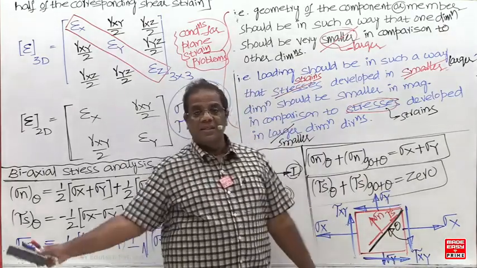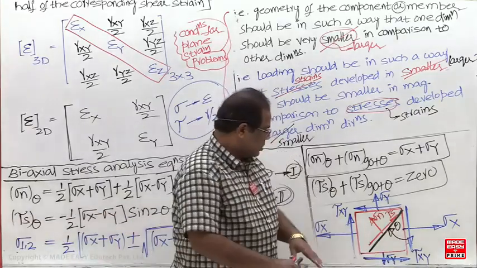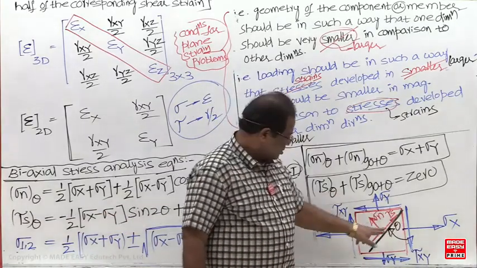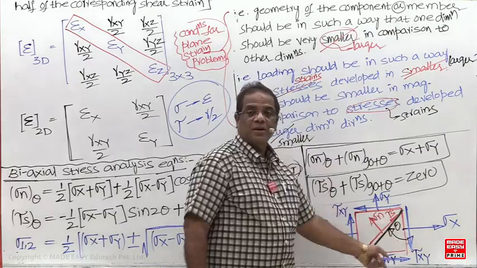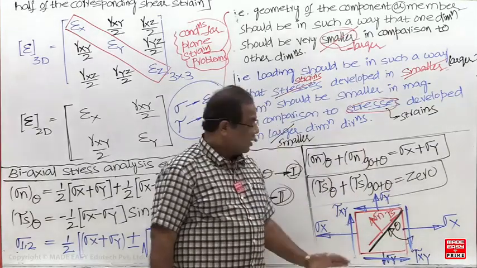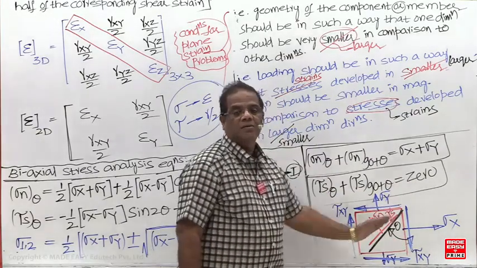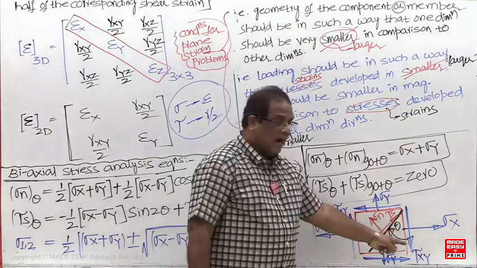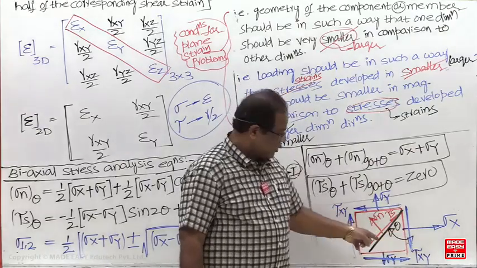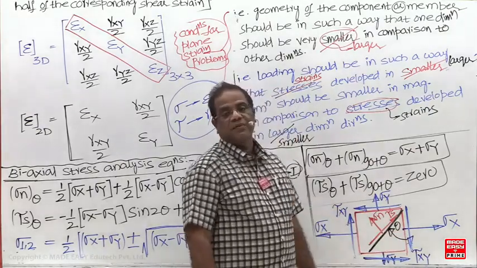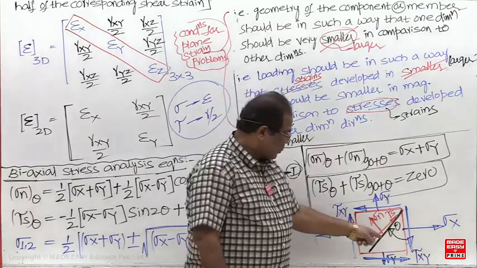So while deriving the equation, what did I consider now? This is tau xy. Tau xy is clockwise. But tau s is going to be anti-clockwise. And theta is measured from which face now? X face. Theta is measured from X face in the clockwise direction.